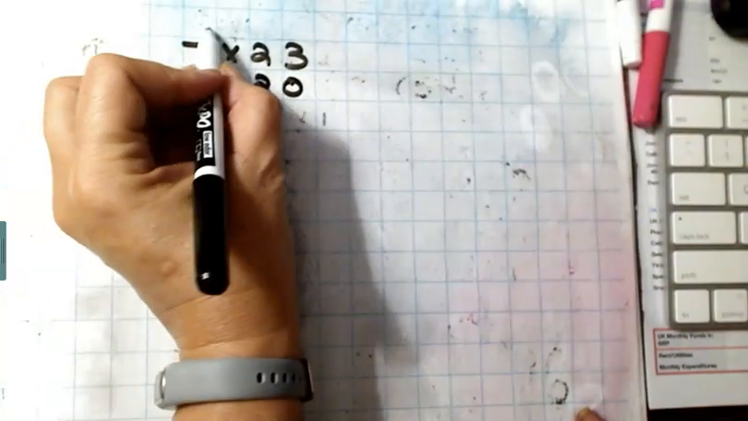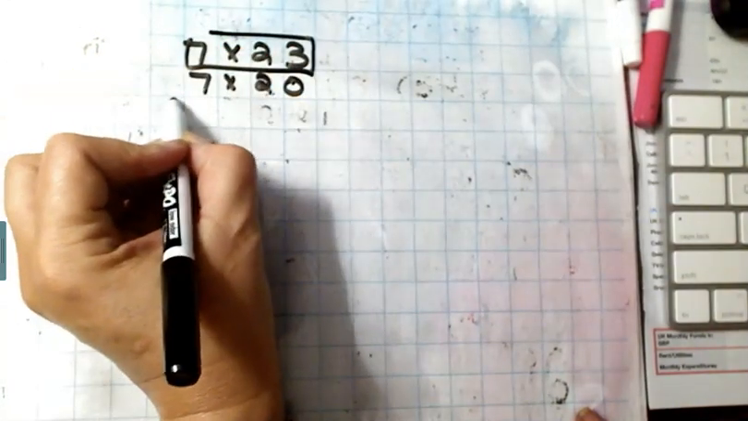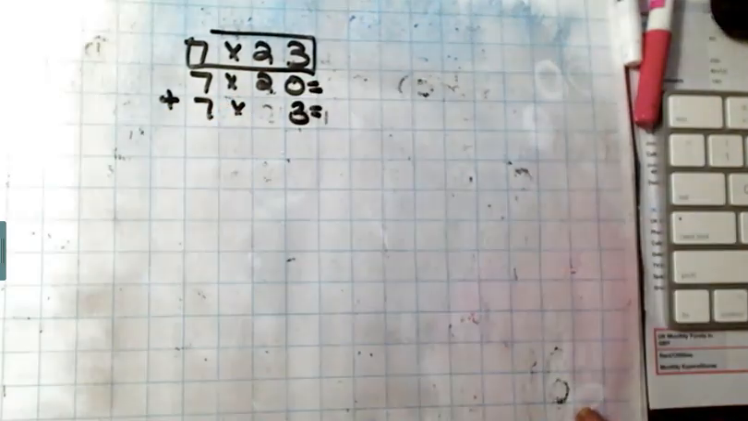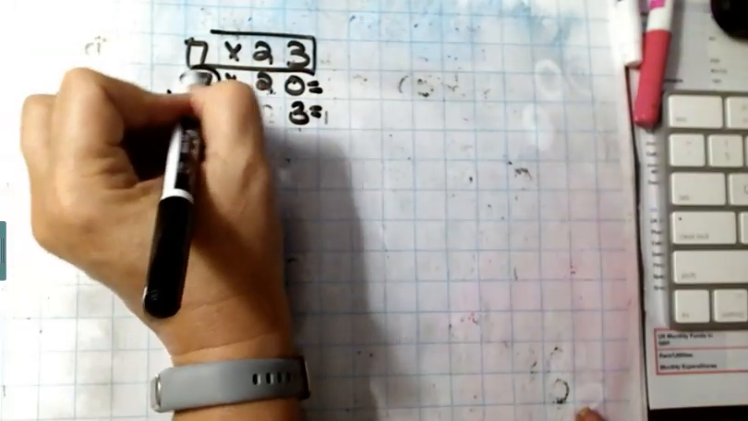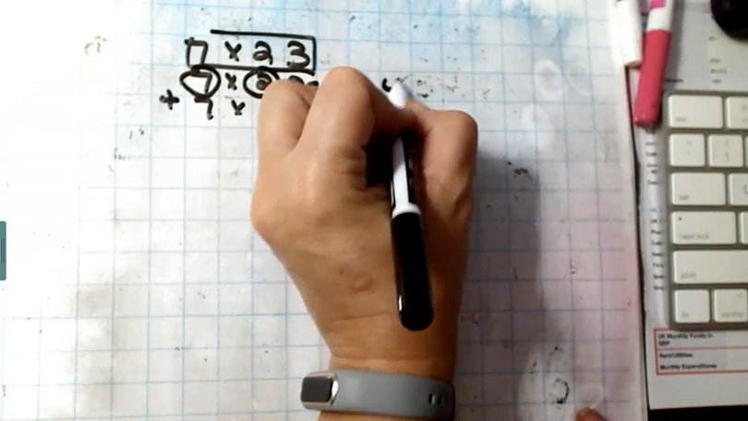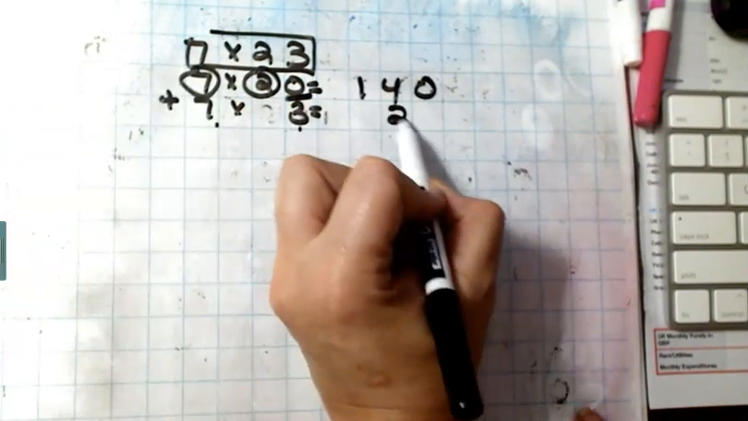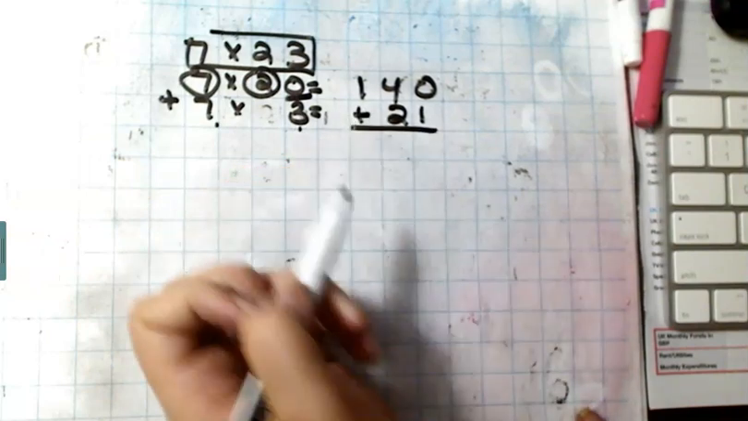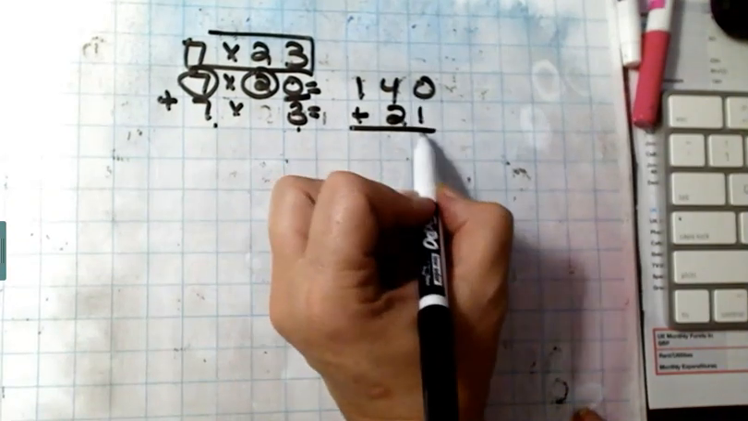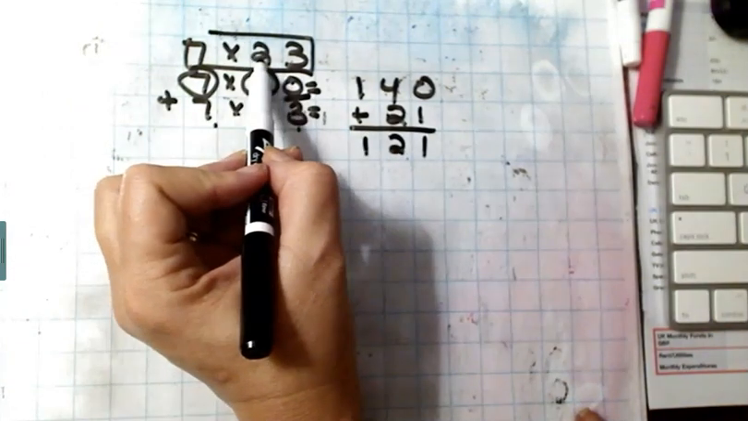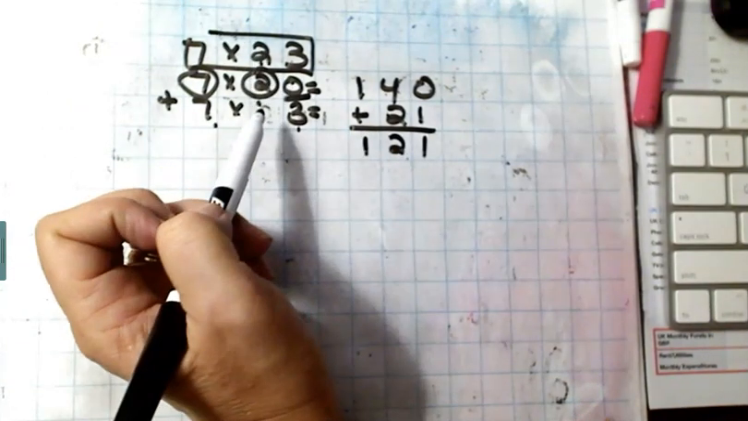All right, so I'm going to put a box around this one, and I'm going to add it to 7 groups of 3. And I can do that a lot easier, right? What's 7 times 2? 14. How many zeros do I add? 1. What's 7 groups of 3? 21. All right, can you add those together? 0 plus 1 is 1. 4 plus 2 is 6. Add the 1. So do you see I took the 23 and I broke it up into place value?